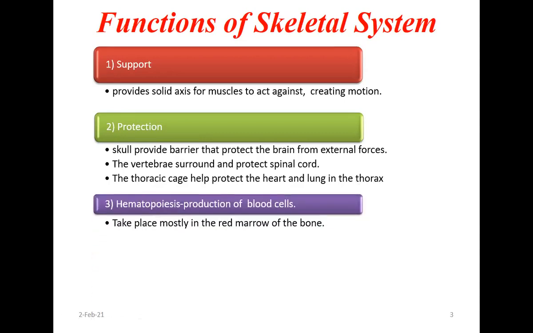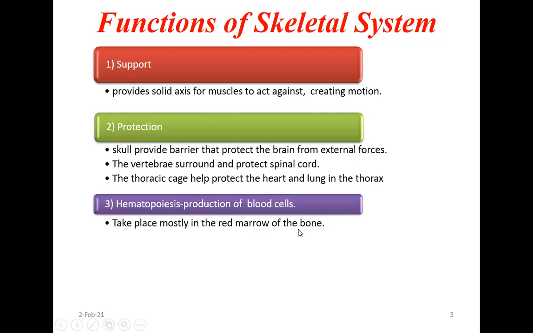Then the third important function of the skeletal system, after support and protection, is hemopoiesis. Hemopoiesis means production of the blood cells. That is called hemopoiesis. It takes place mostly in the red marrow of the bone.